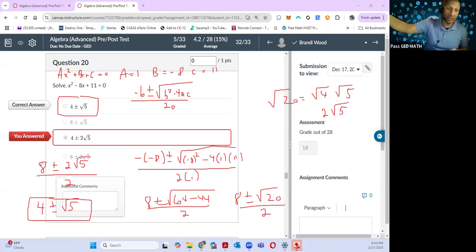This pre-post algebra test is one of the most important tests before you start studying. 55% of your exam is algebra. If you do well in this exam, you're well on your way to passing your exam with flying colors. This exam is not an easy exam.